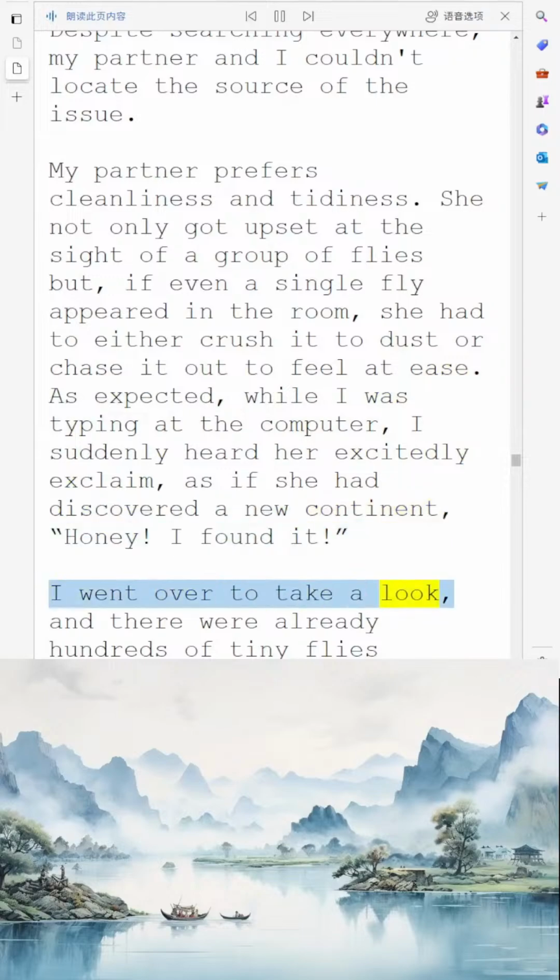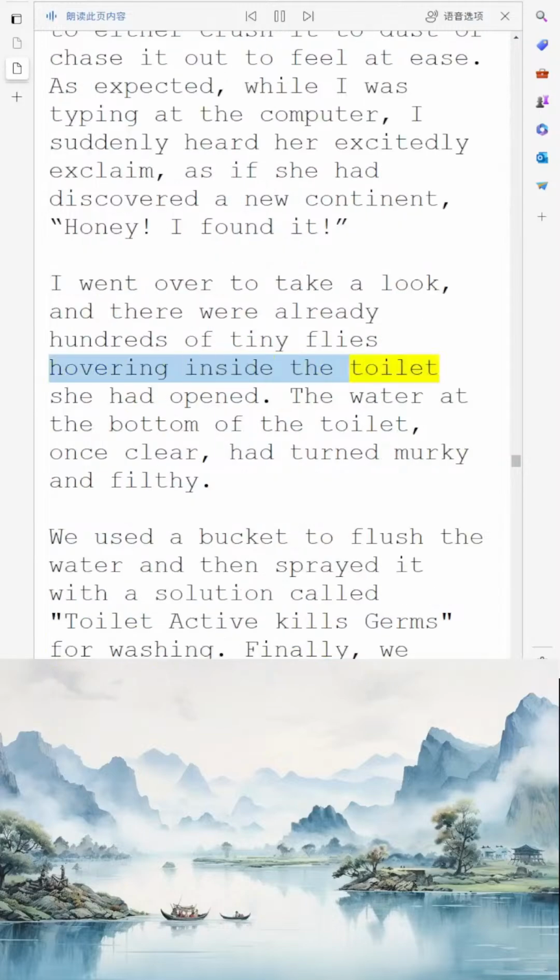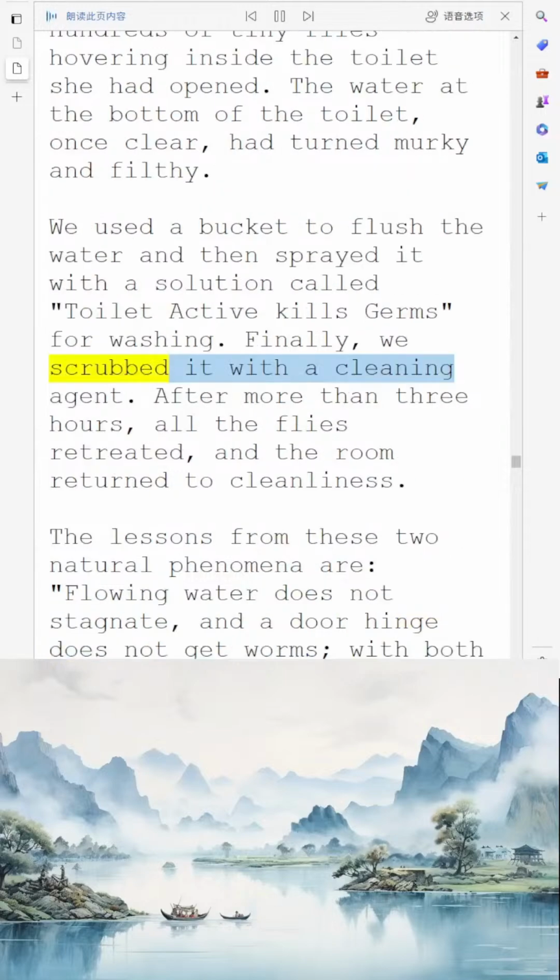I went over to take a look, and there were already hundreds of tiny flies hovering inside the toilet she had opened. The water at the bottom of the toilet, once clear, had turned murky and filthy. We used a bucket to flush the water and then sprayed it with a solution called Toilet Active Kills Germs for washing. Finally, we scrubbed it with a cleaning agent. After more than 3 hours, all the flies retreated and the room returned to cleanliness.